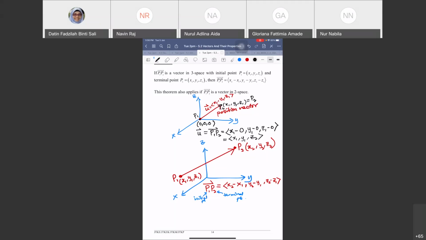So for a position vector, you can say that this is either a point or a vector. It's the same, because your initial point is at the origin. So don't get confused. The way we find the vector component is similar to the theorem where P1 is not at the origin. Basically, they are the same procedure or method when we find the component vector.